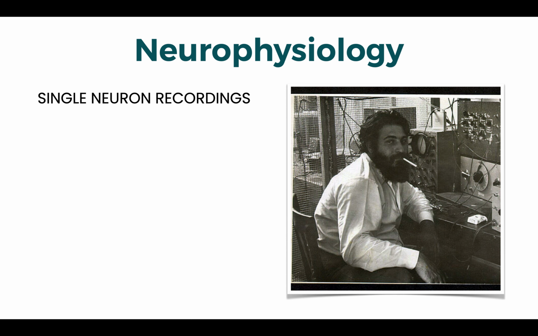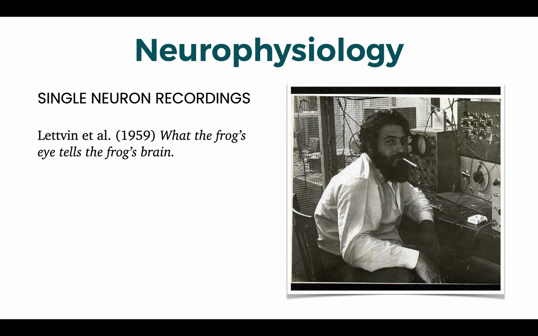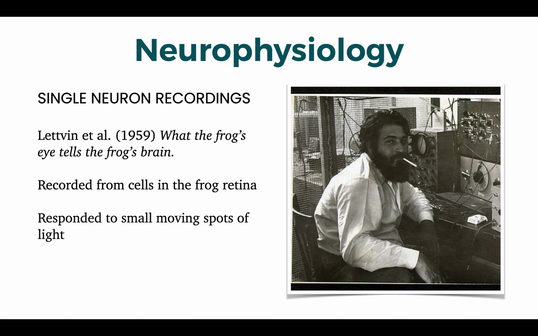So this first guy over here looking all chill in his lab is Dr. Lettvin. And he put out an article called What the Frog's Eye Tells the Frog's Brain. Essentially, what he did was record from cells in the frog retina and realized that they were responding to small moving spots of light. So this is the first discovery of cells responding preferentially, or one of the first.